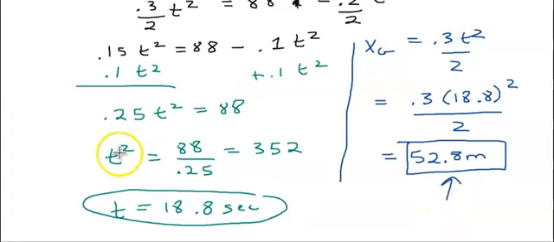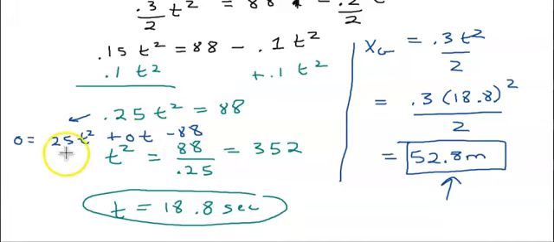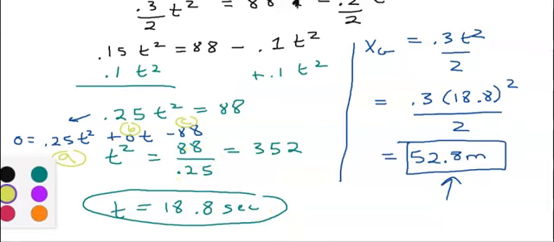Sorry, I said I was going to do quad. If you wanted to solve this using quad, you would say 0 equals 0.25 t squared plus 0t, bring that to the other side, minus 88. So your A term is 0.25, your B term is 0, and your C term is negative 88. And your answer is really technically plus or minus 18.8 seconds.